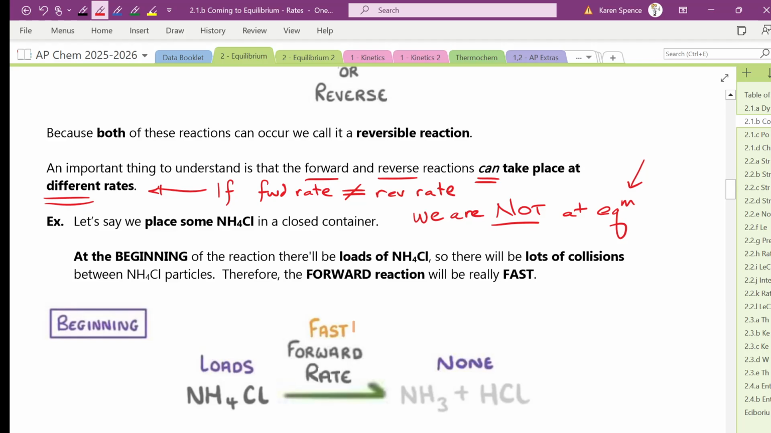EQM, guess what that stands for? Equilibrium.